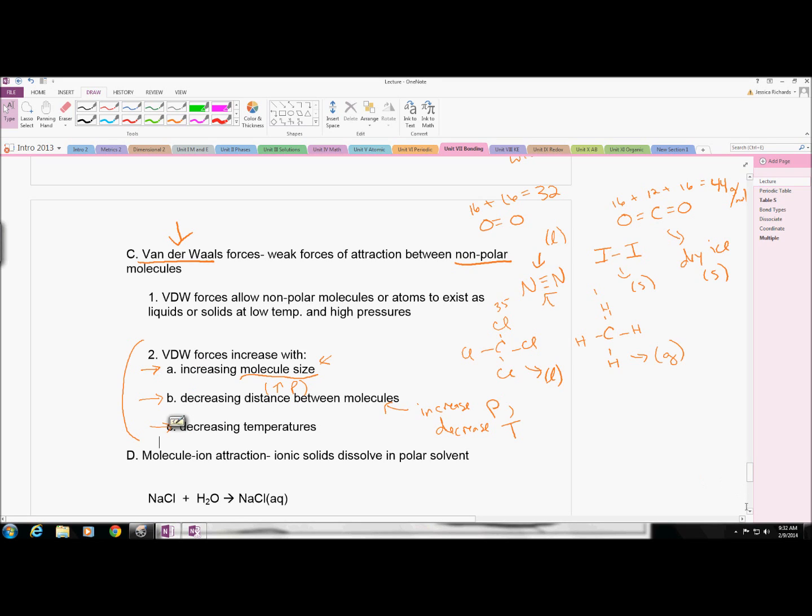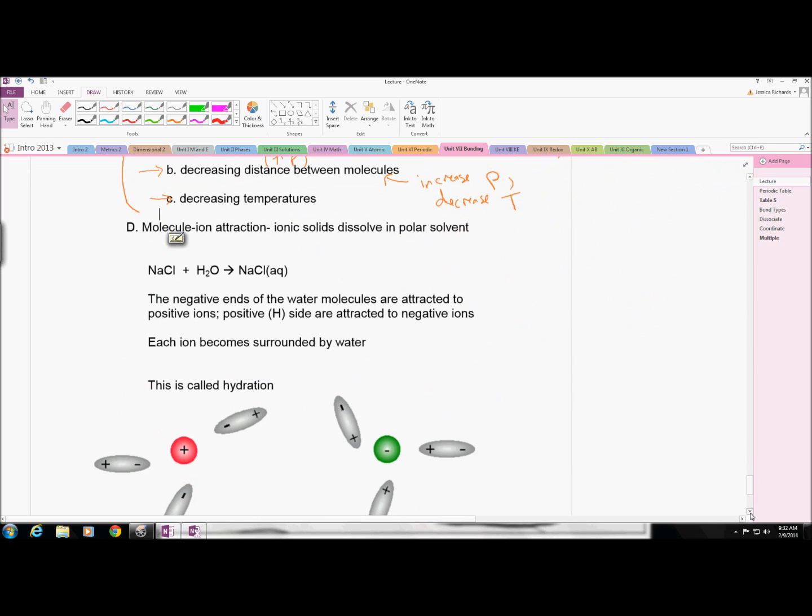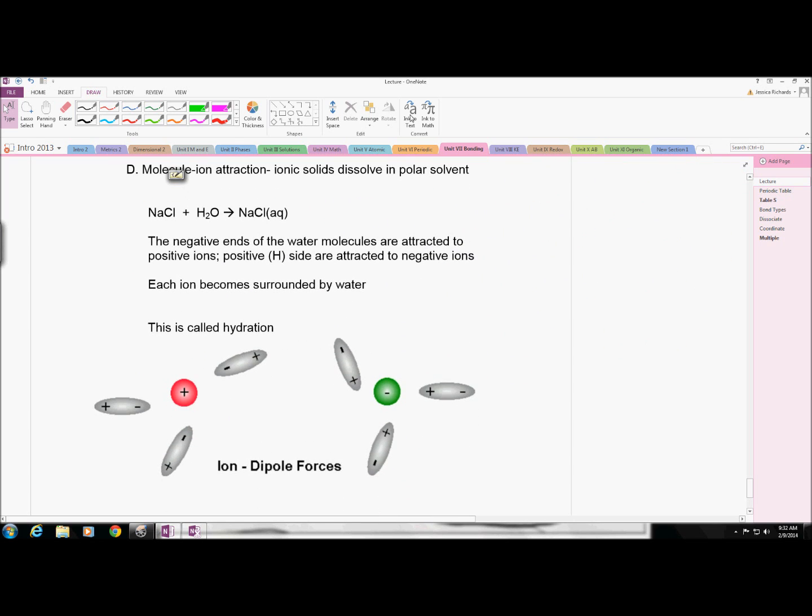One last intermolecular force to talk about is molecule-ion attraction. In order to have molecule-ion attractions, you need molecules, so that means something made with covalent bonds, and ions, so that means something made with ionic bonds. So this is basically talking about what happens when we put ionic compounds with a polar solvent. What's our favorite polar solvent? Water. Okay, and that's why we have all of those solutions that are aqueous.